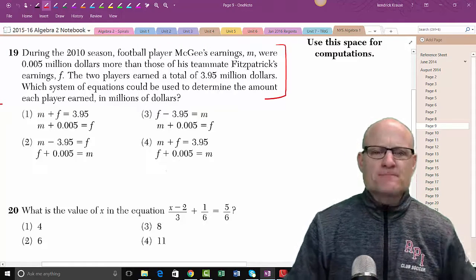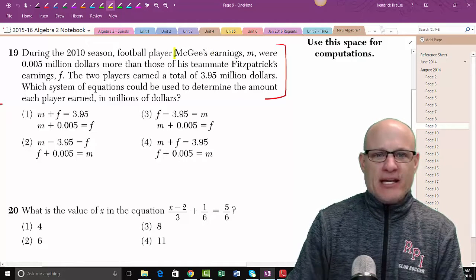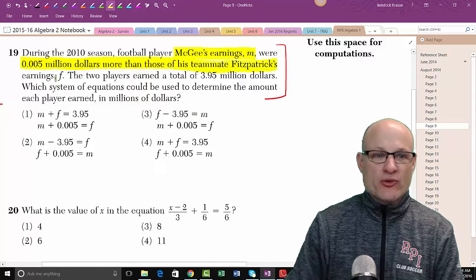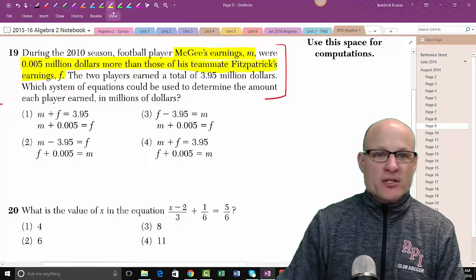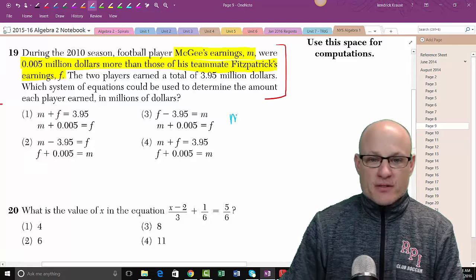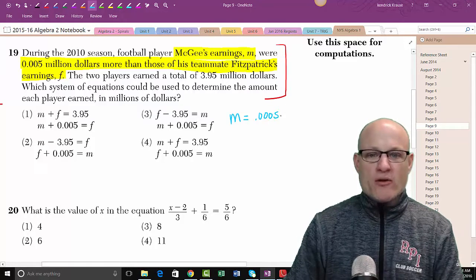That's hot. Okay, so let's see. I'm going to get my highlighter. McGee's earnings, M, were $0.05 million more than Fitzpatrick, who's F. So if I had to write that equation, I'm just going to start with that equation. McGee was equal to 0.0005 million more than Fitzpatrick.